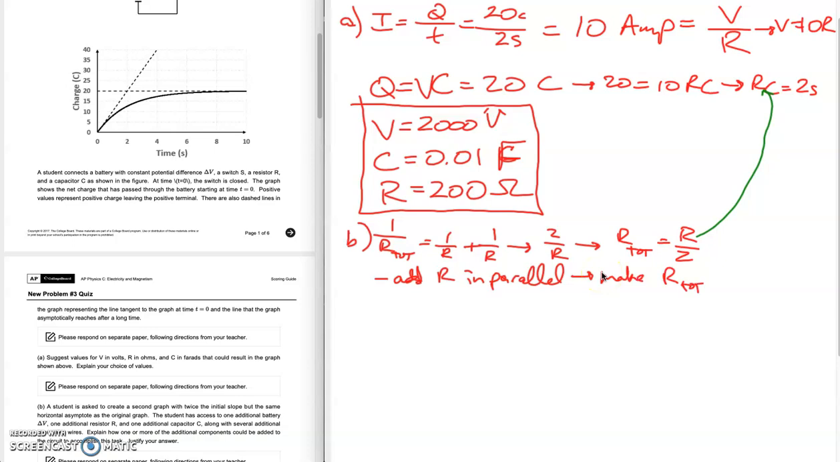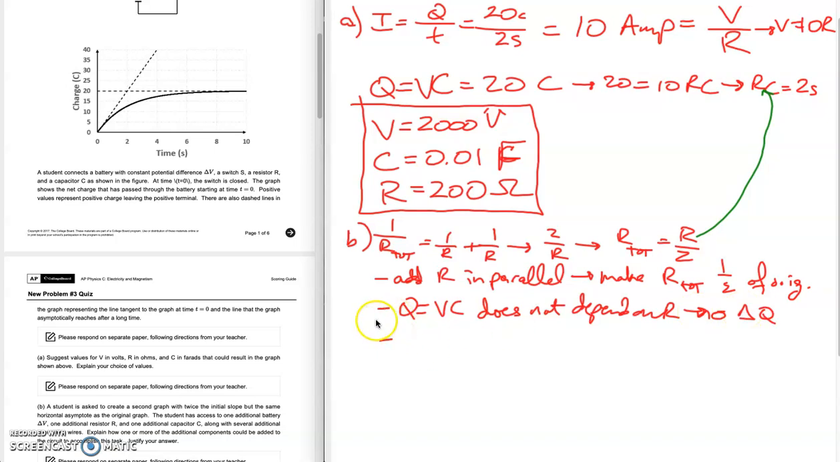Make our total 1/2 of original. Q = VC does not depend on R, so there is no change in Q. Having the resistance, which is this guy, so I equals V over R total, the initial slope will be twice as much.